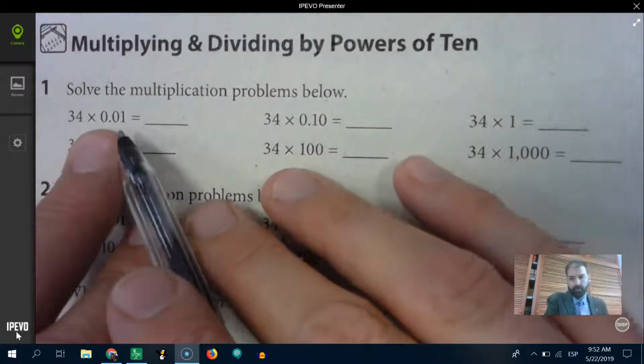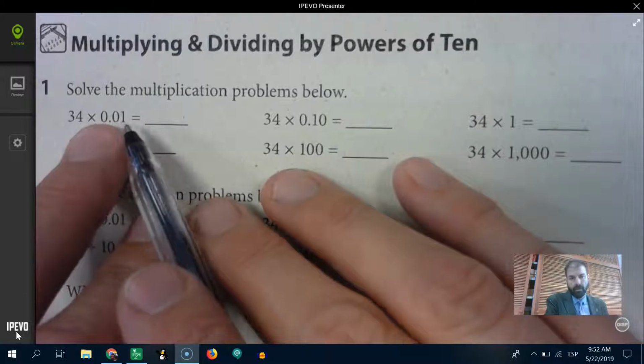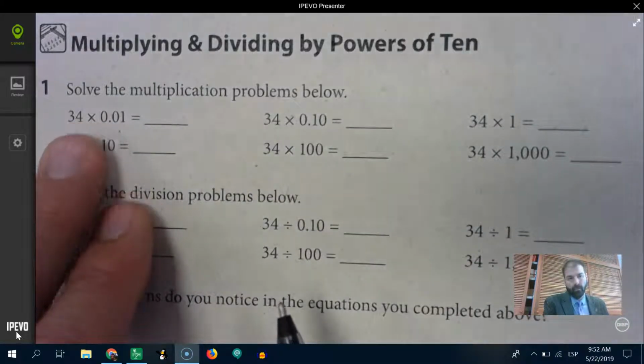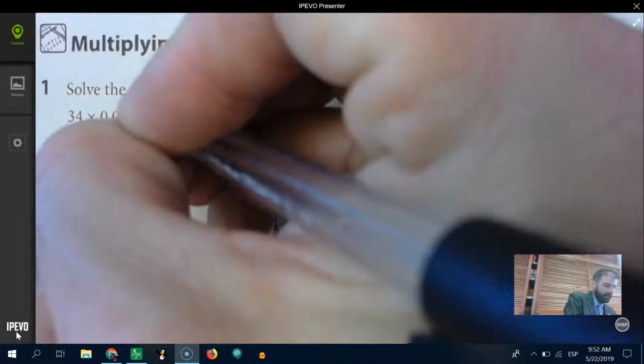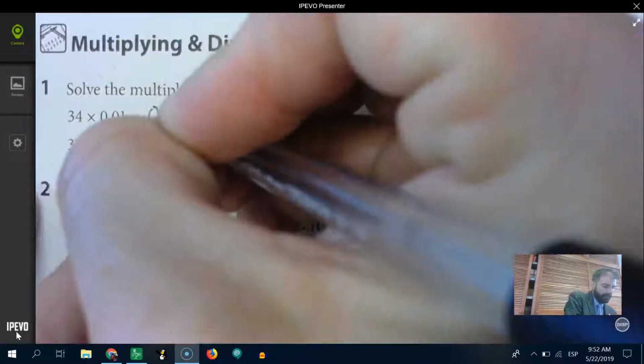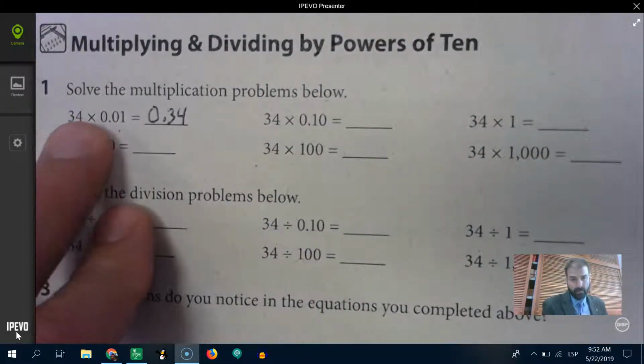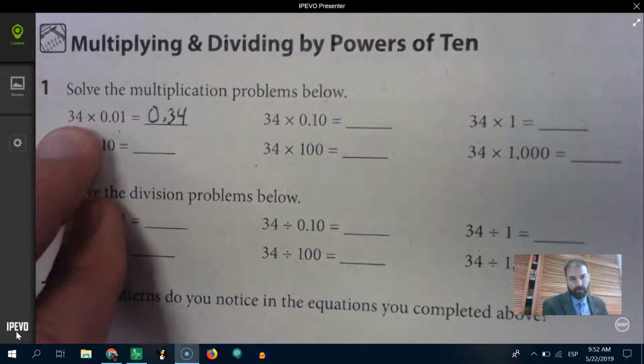So this is 34 times 100th. And what that means is that this number is going to shift down 2 spots. So this is actually going to be 34 hundredths. My 3 is going to go from the tens to the ones to the tenths. My 4 is going to go from the ones to the tenths to the hundredths.